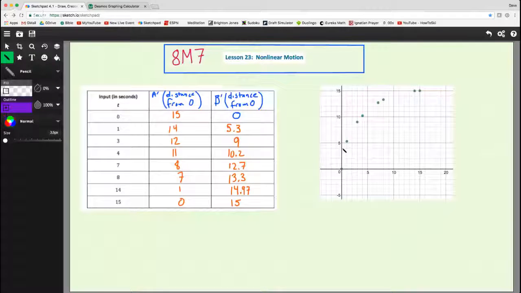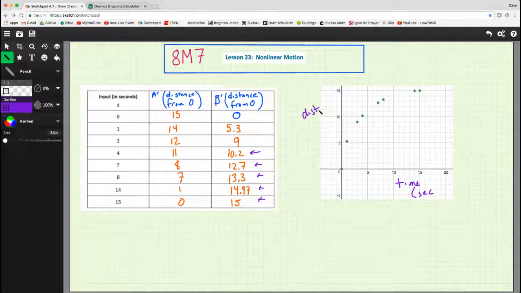Okay, if you did it correctly, this is what you should get. You should get 5.3, 9, 10.2, 12.7, 13.3, 14.97, and 15. And so this is our time in seconds, and this is our distance along the bottom.